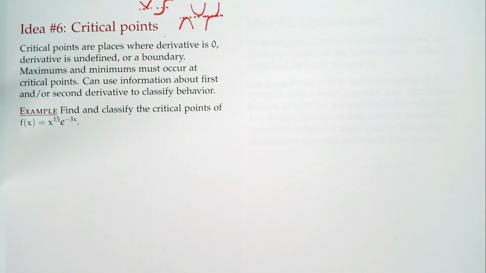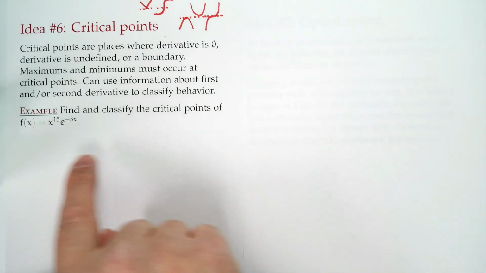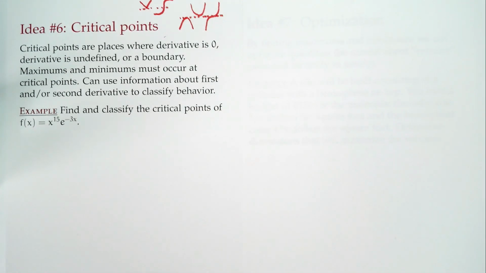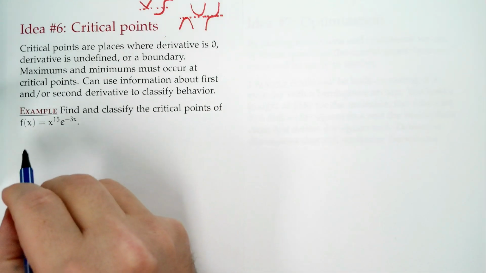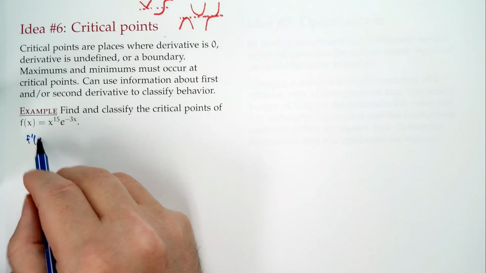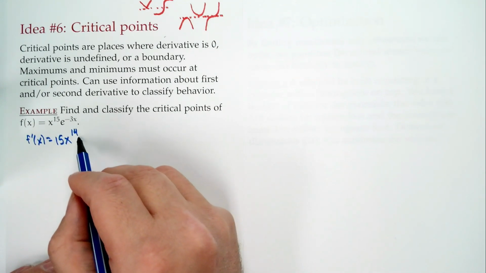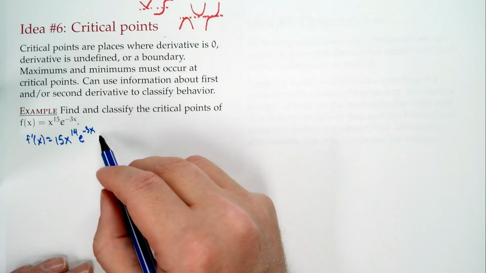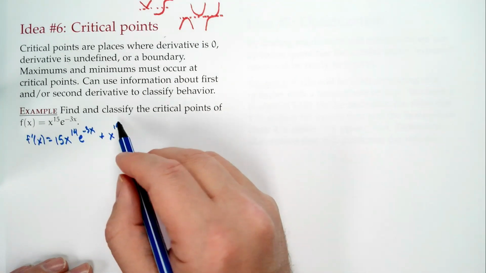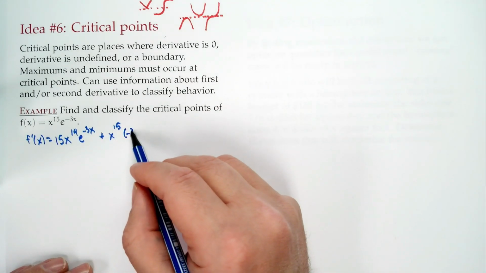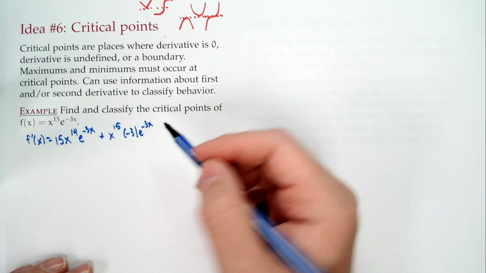So how do you figure that out, whether it's a max or min? The answer is you look at the first or second derivative. So let's first do this by example. Find and classify the critical points of f of x, which is x to the 15th e to the minus 3x. Well, there's no boundary given, so that says look at the derivative. So we take our derivative. F prime of x, well, product rule, derivative of x to the 15th, 15x to 14, e to the minus 3x, plus x to the 15th, then times it by the derivative of e to the minus 3x, which is negative 3 e to the minus 3x.